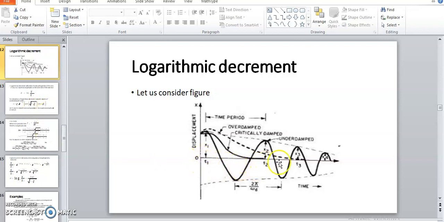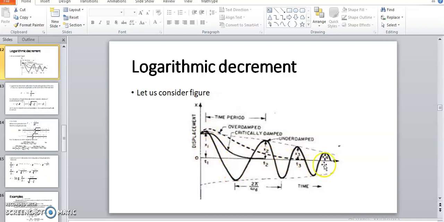Now T1, T2, T3. At time T1 the amplitude is x1. At time T2 the amplitude is x2. From T1 to T2 one cycle is complete. From T2 to T3 another cycle is complete, and from T3 to T4 another cycle is complete. Like that, at time T1 the amplitude is x1, at T2 it is x2, at T3 it is x3, and at T4 it is x4. This is if the initial amplitude is a maximum.